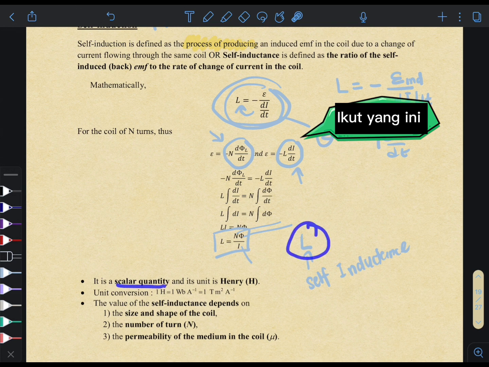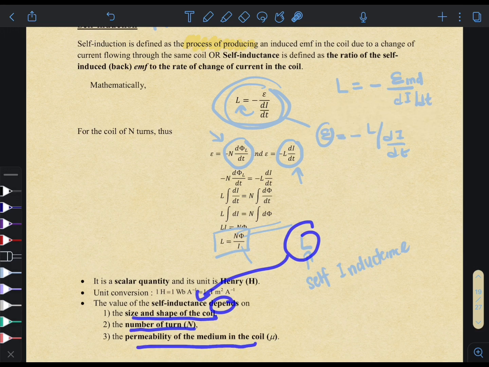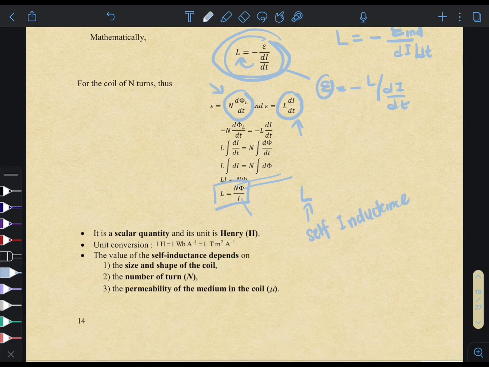Okay, self-inductance ini is a scalar quantity with the unit of Henry. Okay, it has a unit conversion of 1 Henry is equals to 1 Weber per ampere ataupun 1 Tesla meter square per ampere. The value of self-inductance L kamu ni depends on the size and the shape of the coil, the number of the turn and the permeability of the medium in the coil. So, ini adalah faktor-faktor yang akan affect kamu punya self-inductance.